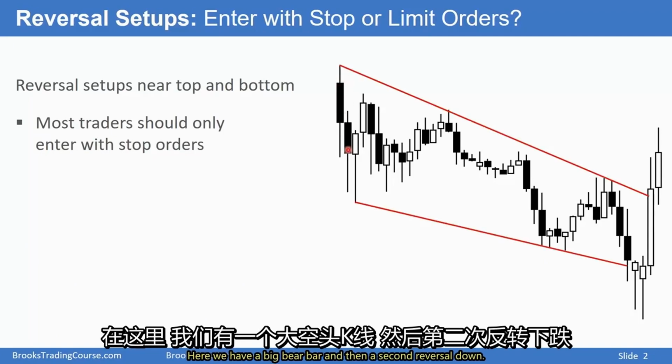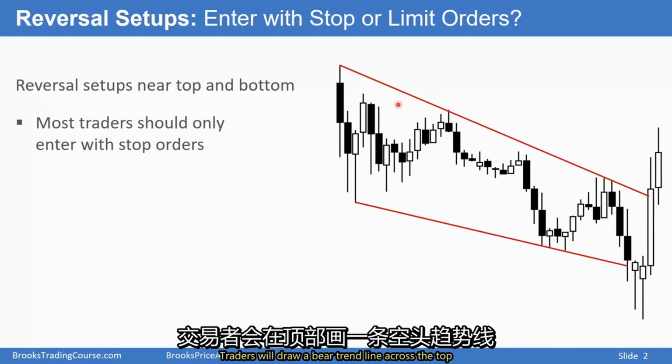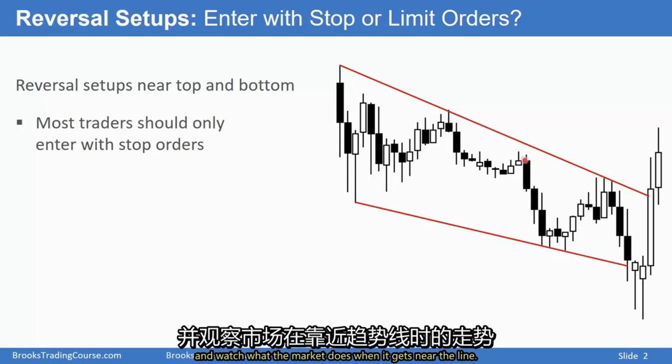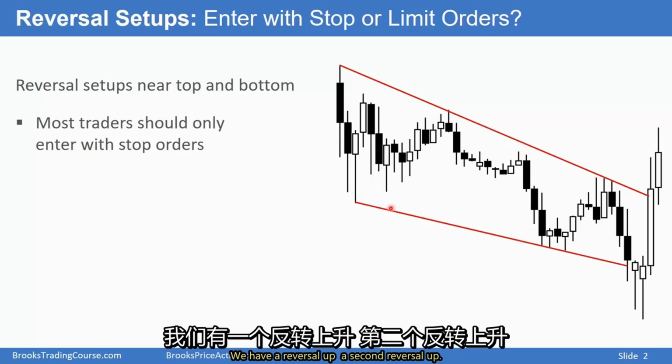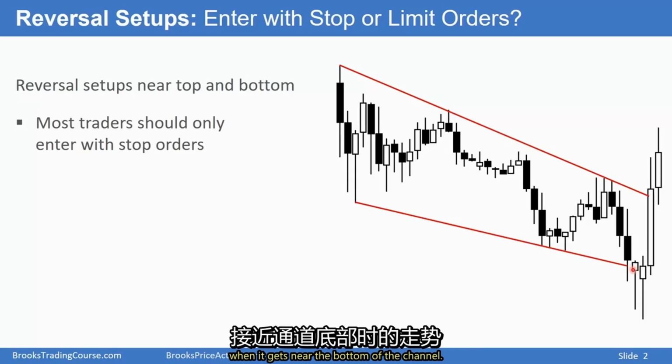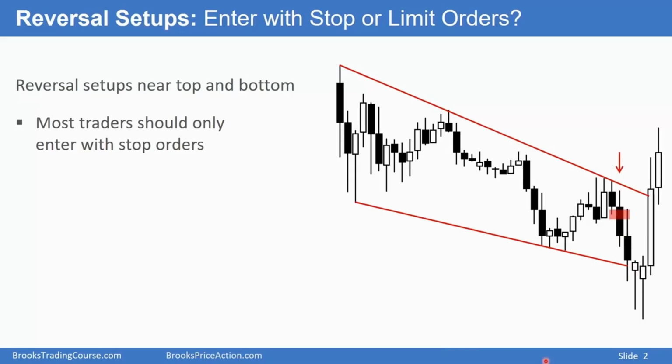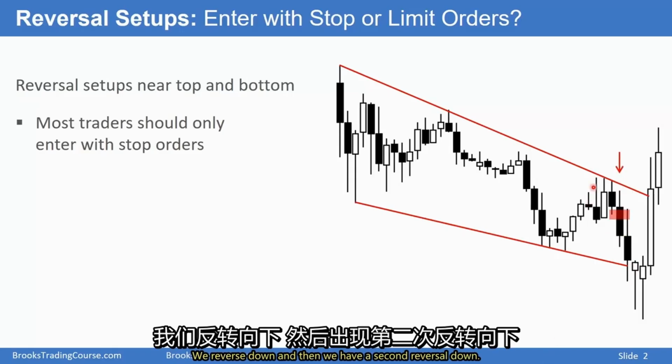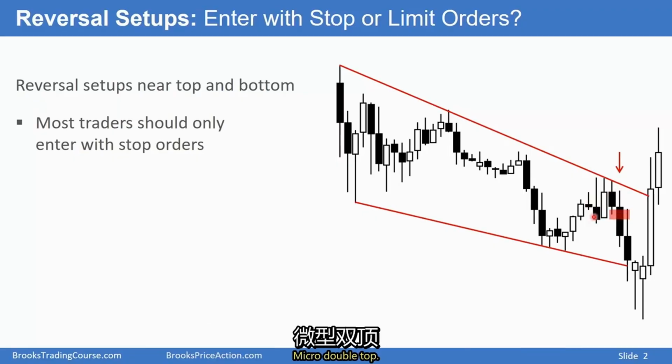Here we have a big bear bar and then a second reversal down. Traders will draw a bear trend line across the top and watch what the market does when it gets near the line. We have a reversal up, a second reversal up. Traders will draw a line and then watch what the market does when it gets near the bottom of the channel. We reverse down and then we have a second reversal down, a micro double top.